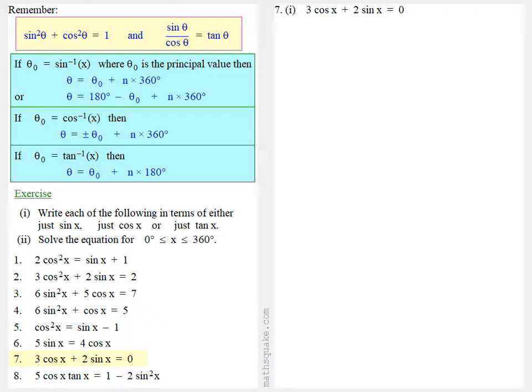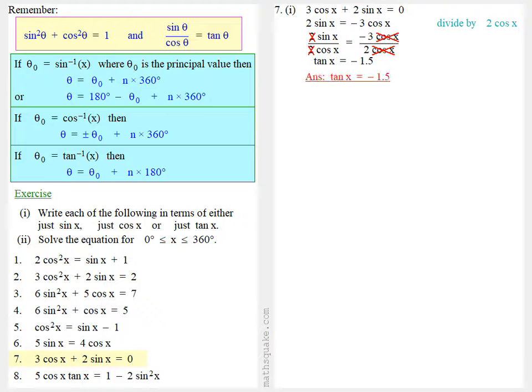Now, in question 7, we're given 3 cos x plus 2 sin x is equal to 0. Now we can write that as 2 sin x equals minus 3 cos x. And if we divide both sides by 2 cos x and cancel, we get sin x over cos x is minus 3 over 2. So tangent of x is equal to minus 1.5. And that's our solution to the first part.